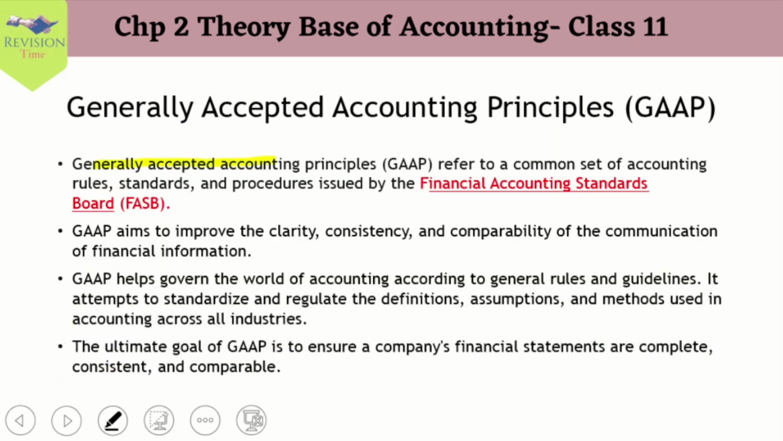Generally accepted accounting principles are a set of accounting rules, standards, and procedures issued by a board known as the Financial Accounting Standards Board. Their main aim is to improve clarity, consistency, and comparability of financial information, and to govern the world of accounting according to general rules and guidelines, bringing financial information that is complete, consistent, and comparable.